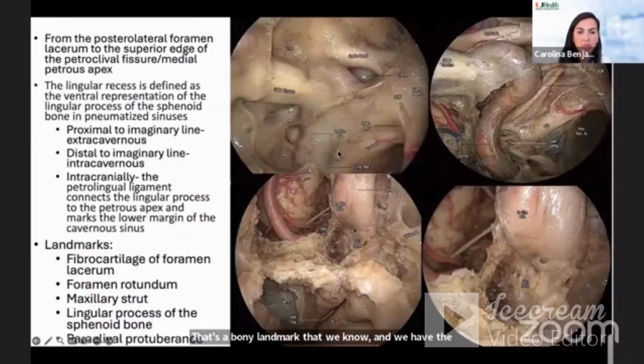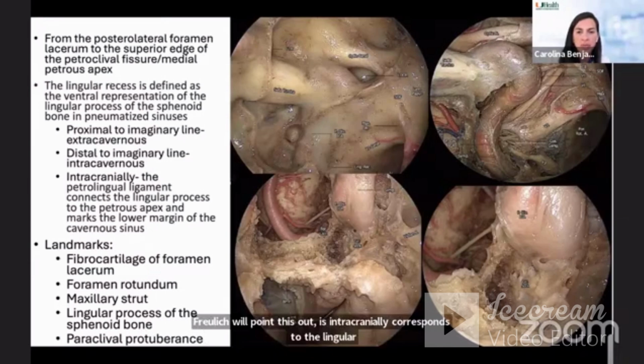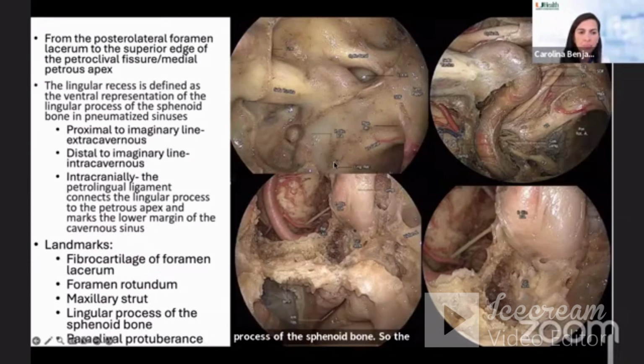The lingular recess is really going to be what, and I think Dr. Froelich will point this out, intracranially corresponds to the lingular process of the sphenoid bone. So the pneumatization of that is this lingular recess here. And if you draw a horizontal imaginary line along this lingular recess, proximal to this line you're going to have the extracavernous segment of the paraclival carotid artery, and distal to this imaginary line of the lingular recess, you have the intracavernous segment.